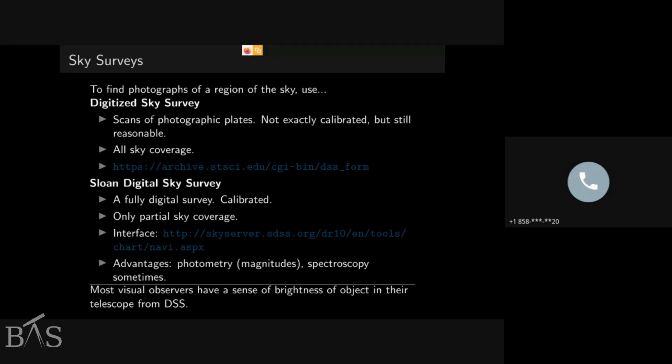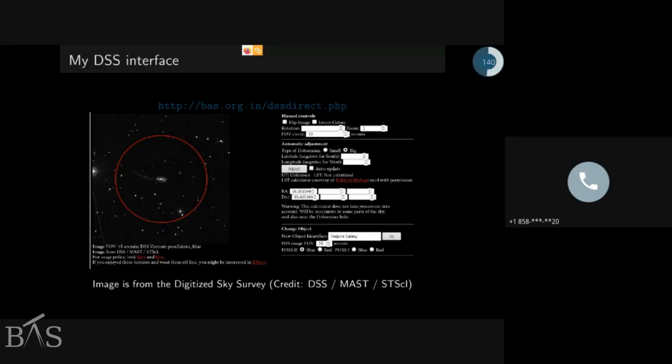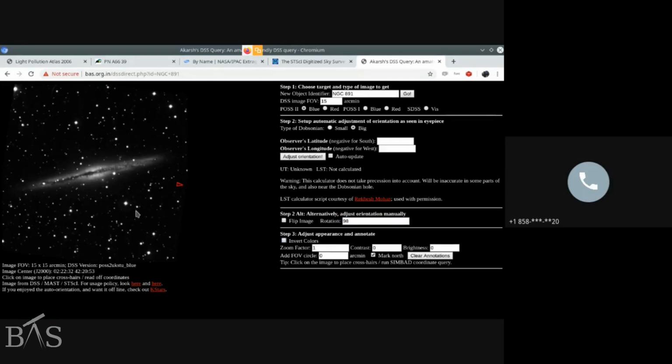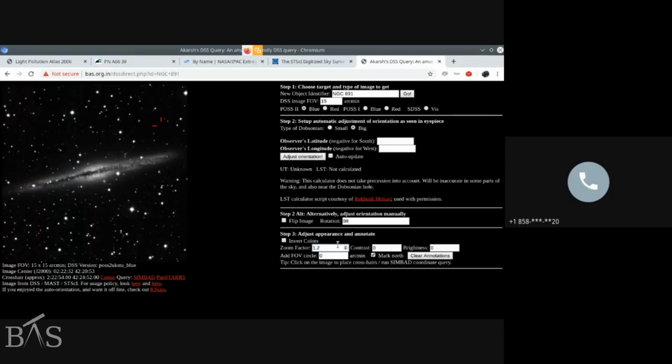Okay. I want to just say that I made a version of the DSS query that is much more amateur friendly. This is hosted on bas.org.in. You just type in the name of the object. It does two things for you at once. It goes and queries SIMBAD, and it goes and queries DSS and gets the image for you. And the good part is you can rotate it, let's say, like that. And you can place a crosshair and it gives you the RA and Dec and so on and so forth. You can adjust the zoom levels. So I created this because it was useful for me. So you can also use it.